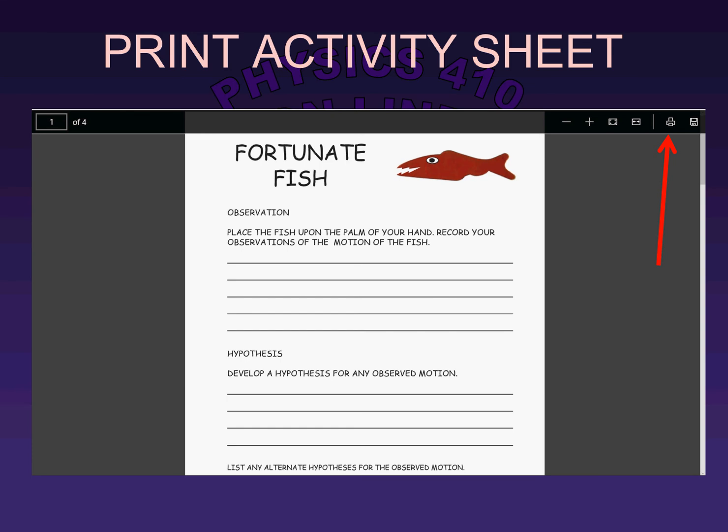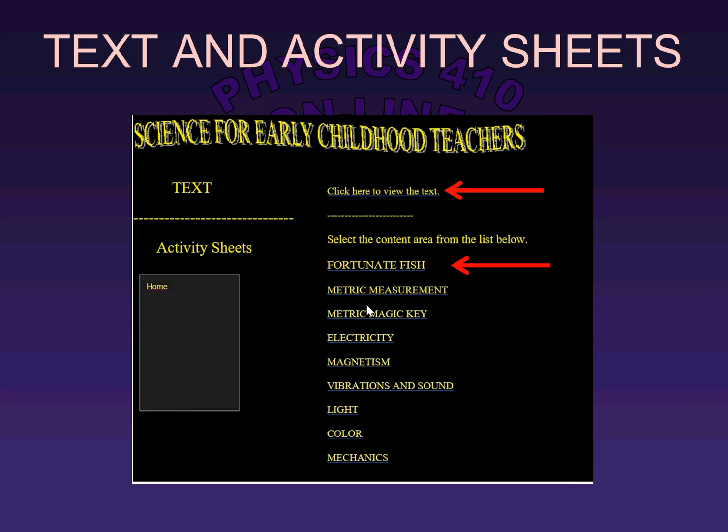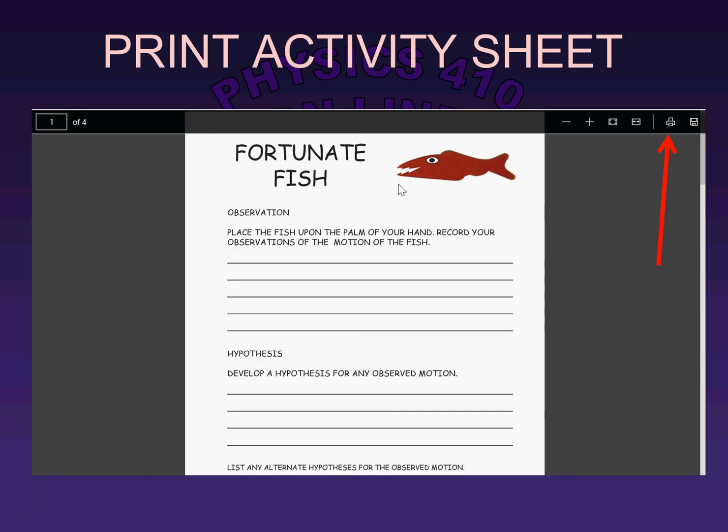Let me go back now. If you go back to the Fortunate Fish activity and click on this on the web page, then this is what you'll see. And then you'll just click this right here. And it turns out when you see it, sometimes you don't see these little bars up here. So you kind of have to click on it, and when you do, you see the little bars. And this is what my Adobe Acrobat gives me.